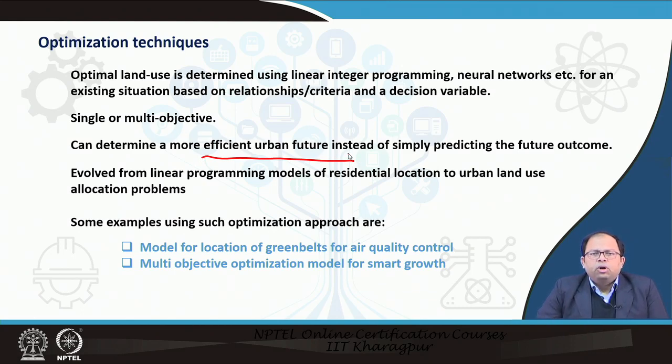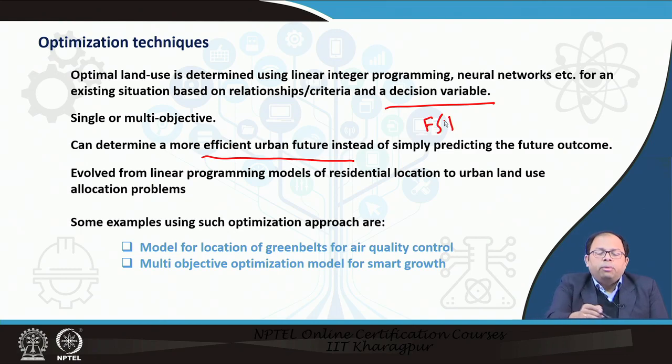So when I talk about an efficient urban future, suppose I am trying to increase the density of an urban area by doing transit oriented development. So I can say that the decision variable is FSI, or density. If that is increased, what would be the change, what would be the optimal land use pattern that will emerge when this FSI is increased from maybe 1.5 to 2.5?